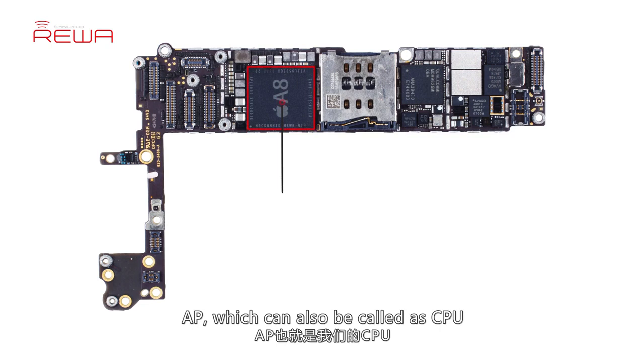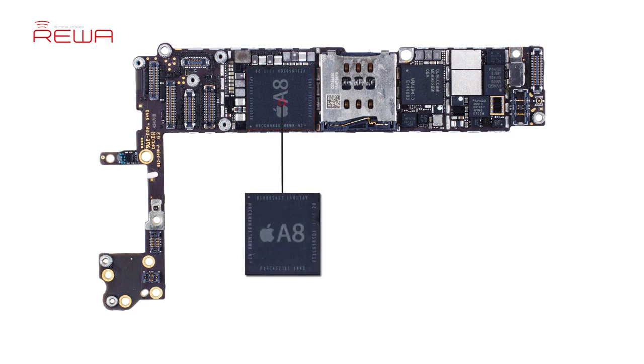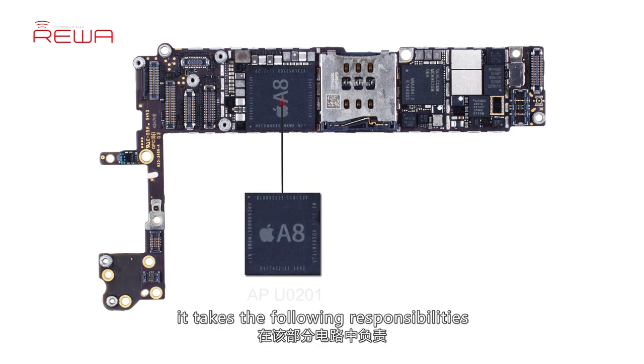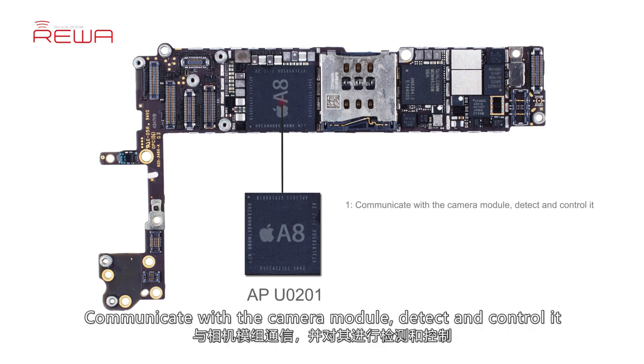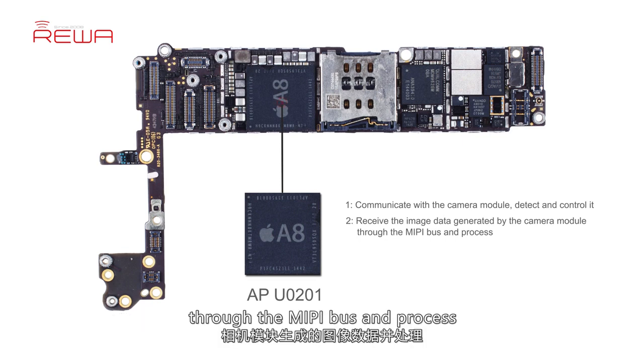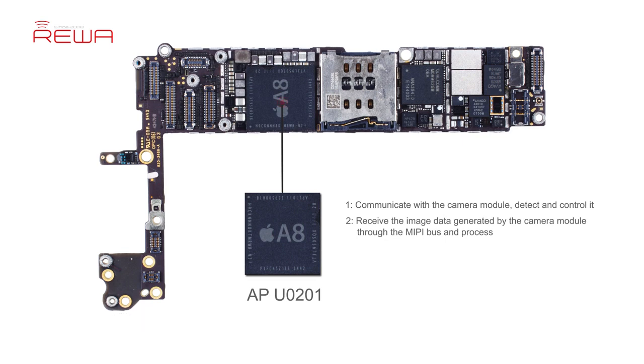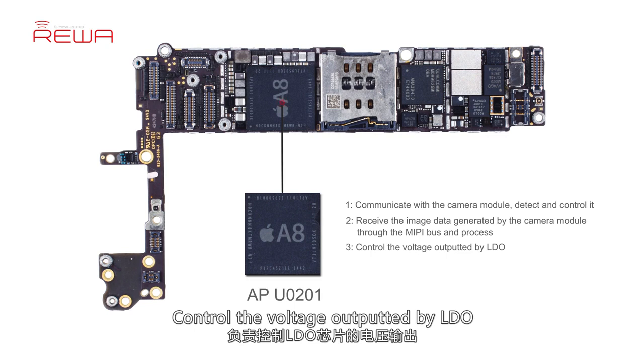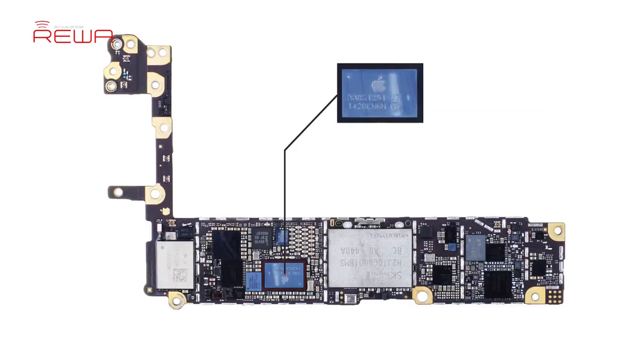AP, which can also be called CPU, takes the following responsibilities: communicate with the camera module, detect and control it, receive the image data generated by the camera module through the MIPI bus and process it, and control the voltage outputted by LDO.